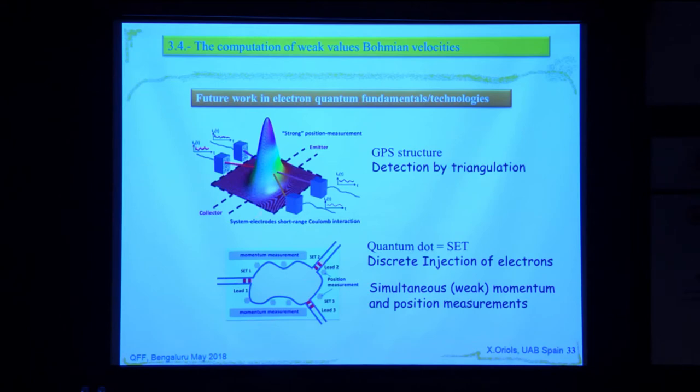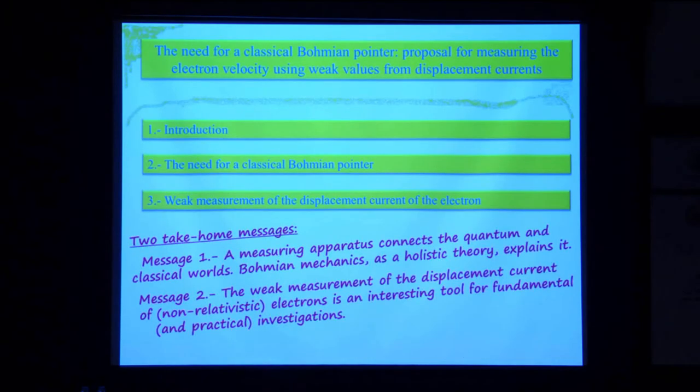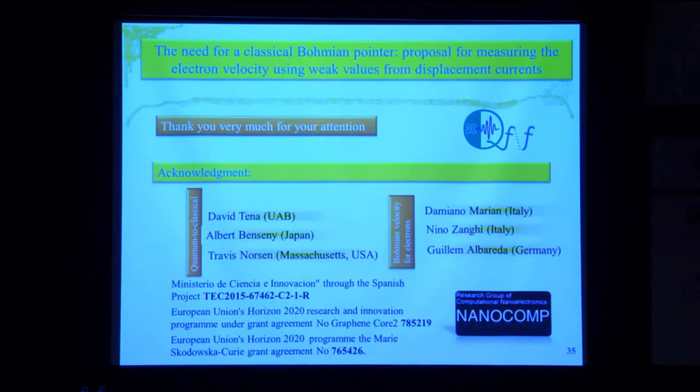The point here is that all these contacts have a lot of particles, so there is a lot of noise. So it's just a weak measurement. So the two messages of my talk: the measuring apparatus connects the quantum and the classical world, and Bohmian mechanics as a holistic theory explains this connection. That is not trivial, and I think I have tried to convince you that the Bohmian theory explains this connection. The second message is that you can do weak measurements of the displacement current of electrons, and this is an interesting tool for practical applications and also for a fundamental application. Okay, and that's all. This is the acknowledgement.